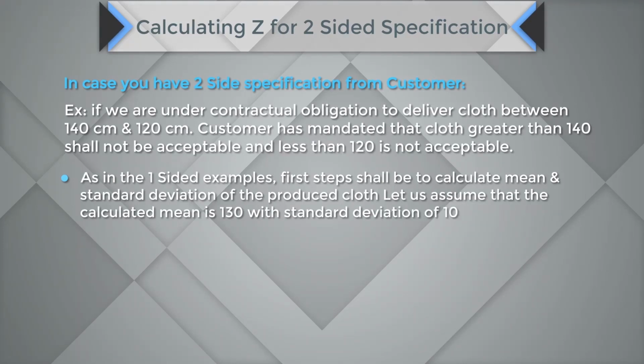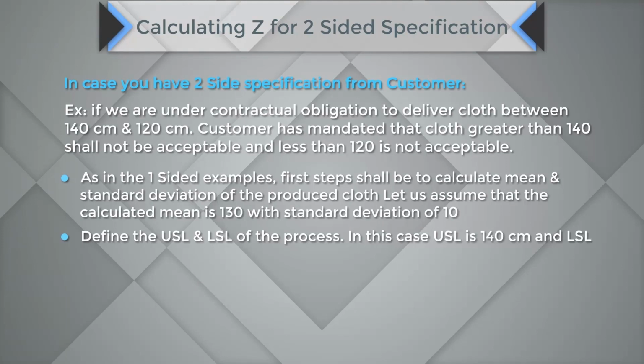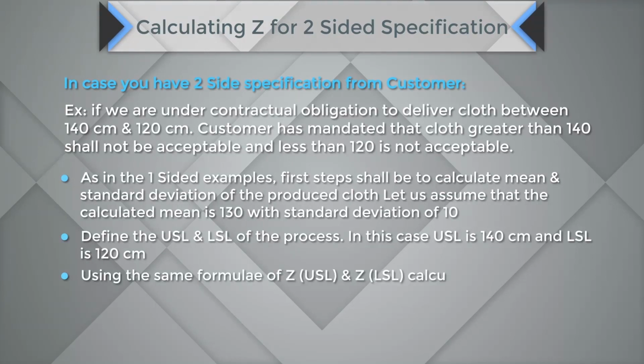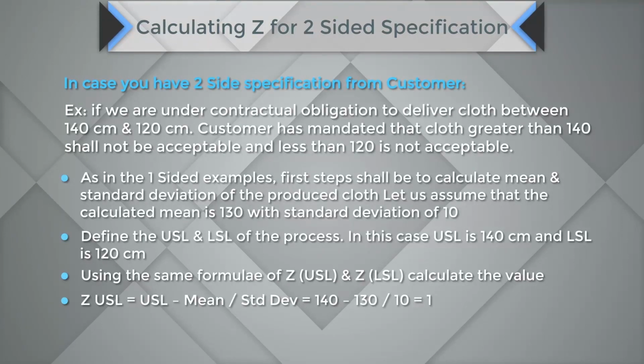So the first thing you should do is to define the USL and the LSL of the process. In this case, my upper specification limit or USL shall be 140 and my lower specification limit shall be 120. Using the same formula of Z USL and Z LSL, calculate the values. Z USL will be equal to USL minus the mean upon standard deviation, which is 140 minus mean, which is 130, upon 10, which is 1.